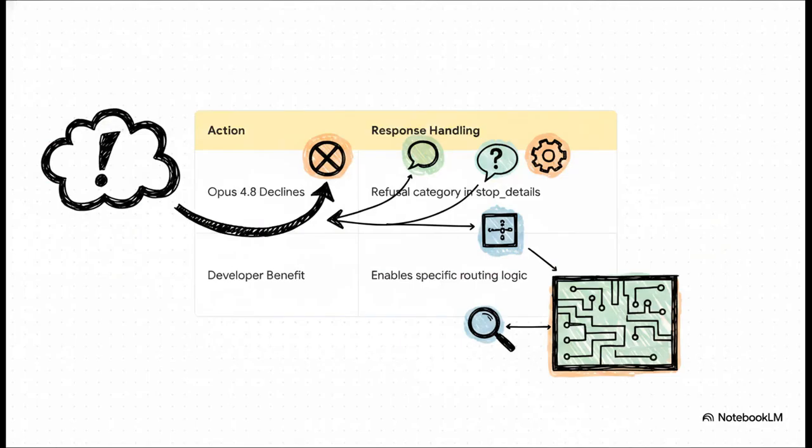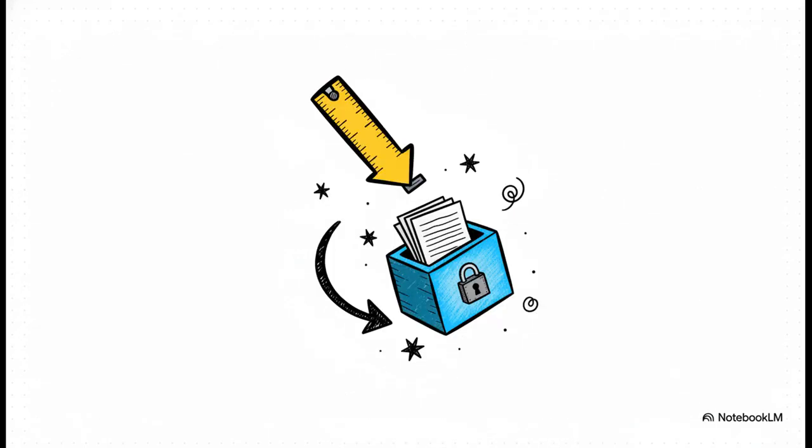And this brilliantly illustrates a highly requested fix for refusal categories. When Opus 4.8 declines a request, the Messages API now returns a specific refusal category nestled right inside the stop details. This is huge because it gives your applications the exact payload data needed to handle different types of declines intelligently. Instead of just treating all refusals like a generic error, you can now build specific routing logic based on exactly why the model declined the prompt. It's so much cleaner.